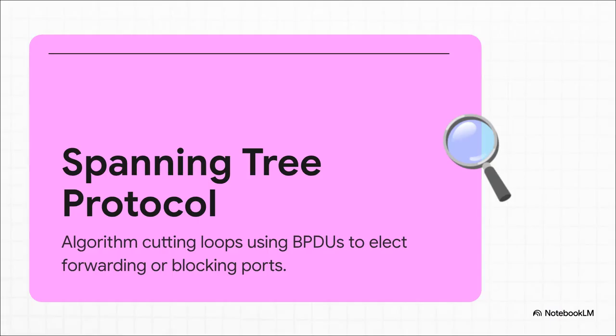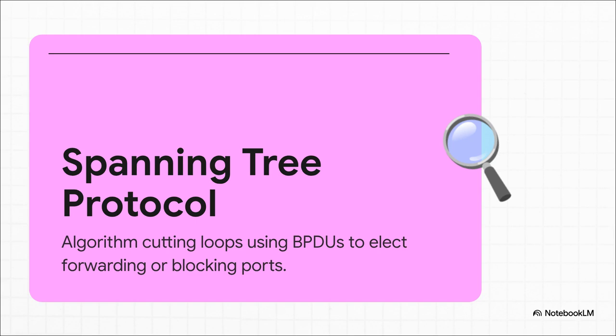To stop that total meltdown, we have to transition from physical hardware to our logical software shield, the spanning tree protocol, or STP. Operating at layer 2, STP is basically an algorithm designed specifically to cut those loops in bridged networks. And it pulls this off by using BPDUs, Bridge Protocol Data Units, as little communication probes. Under normal conditions, assuming all the switches are playing nice, STP dynamically scopes out the physical topology and strategically blocks specific redundant ports.